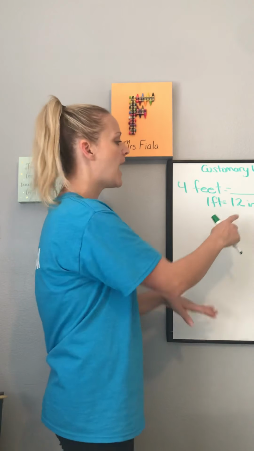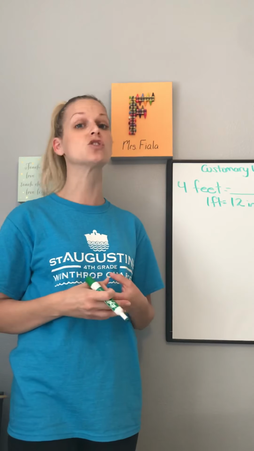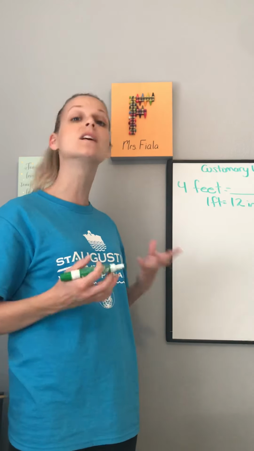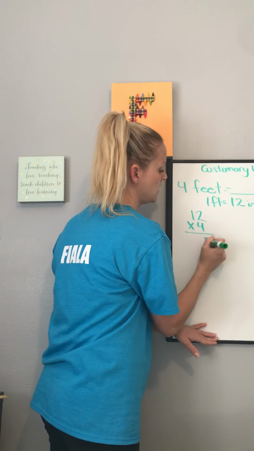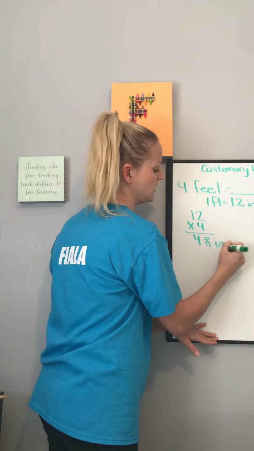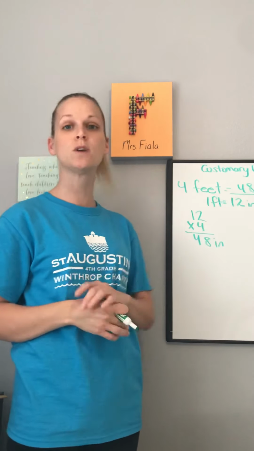So now, how do we figure out how many inches are in 4 feet? The next step is just to multiply. We're always going to be multiplying here. So now I'm just going to do 12 times 4, and that gives me 48 inches. And there is my answer. I just changed my feet to inches.